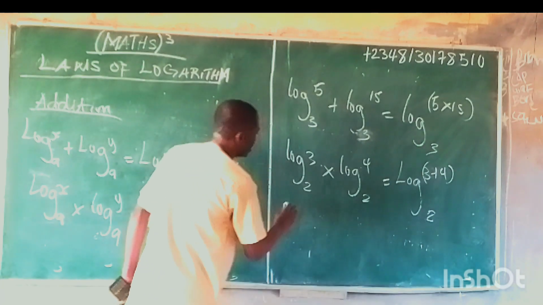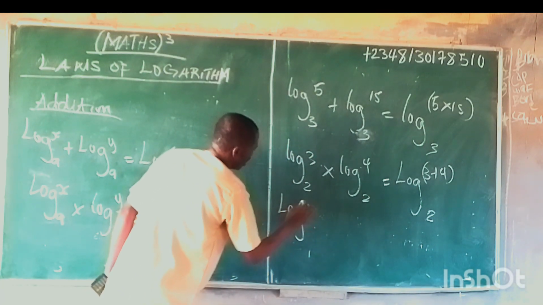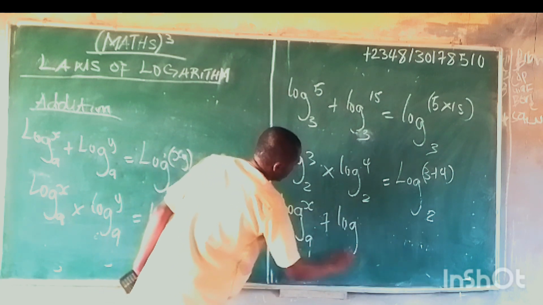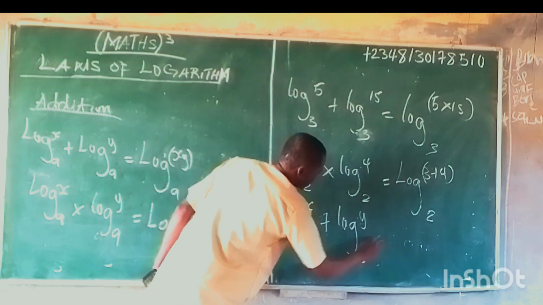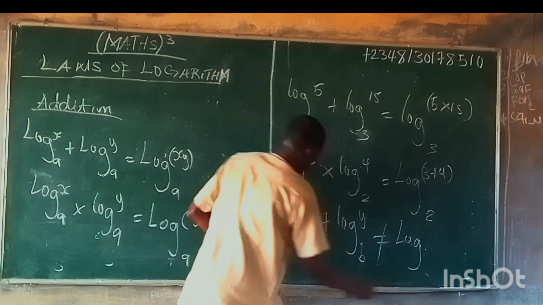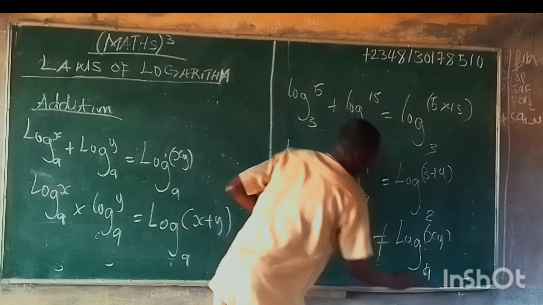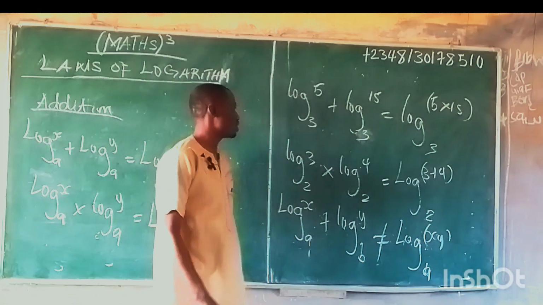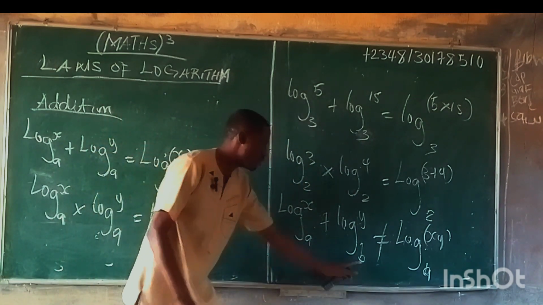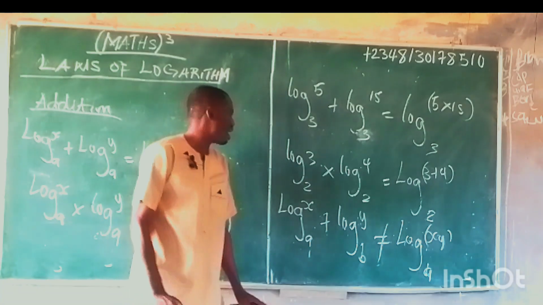If you have log x base a plus log y base b, it is not equal to log xy base a. This is 3, the same base; 2, the same base. Now notice this is a and b. It's not the same thing, so you're not going to multiply. Let me give you an example.